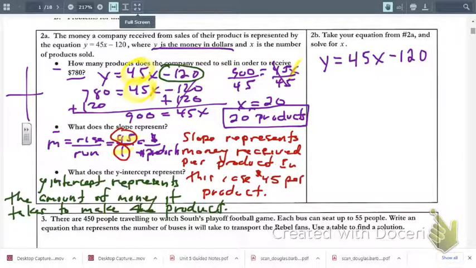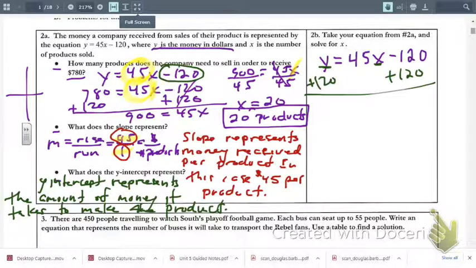Alright, now we're going to come over to 2b. Alright, and we're going to just solve for x. So in this problem, we already have y solved for. So the equation is solved for y. We have y by itself. Now we want to flip that, and we want to make it so x is by itself. Alright, so we're going to add 120 to both sides.